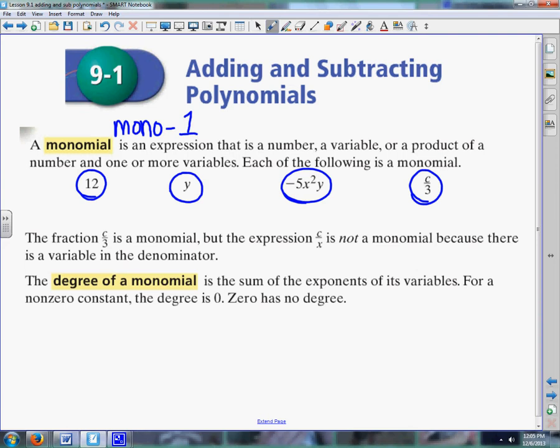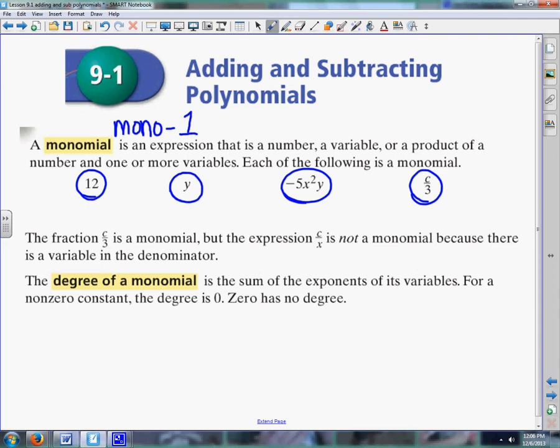The fraction c over 3 is a monomial, but the expression c over x is not a monomial because there is a variable in the denominator. So you cannot have variables in the denominator. The degree of a monomial is the sum of the exponents of its variables. For a non-zero constant, the degree is 0.